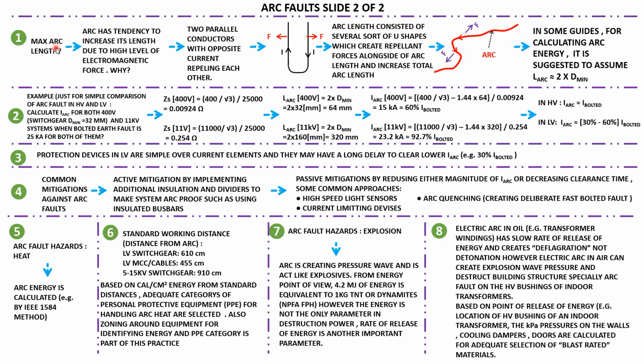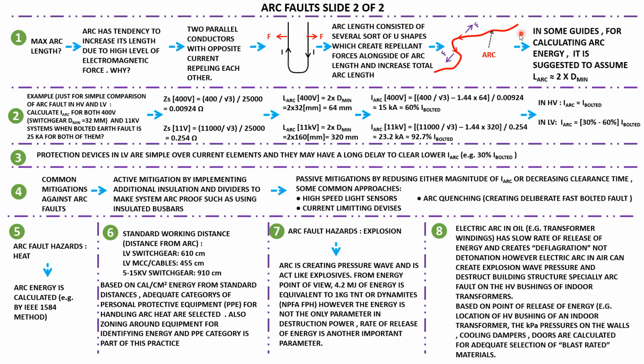So how about the maximum arc length? We have some sort of idea about the minimum arc length. How about the maximum? Arc has a tendency to increase its length due to a high level of electromagnetic force. Why? Just having a quick look here. If you have a U-shaped conductor, basically parallel conductors with current in and out, they are in opposite directions. They are actually repelling each other. The two conductors repel, putting a force outward on each other.